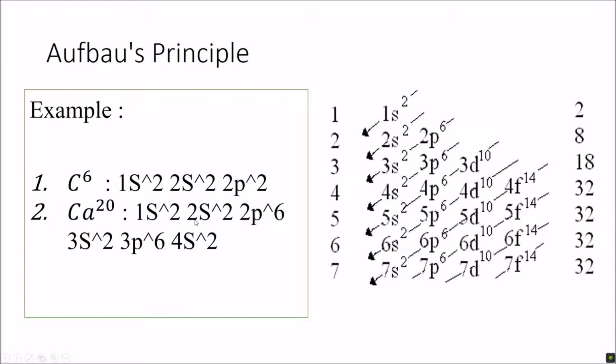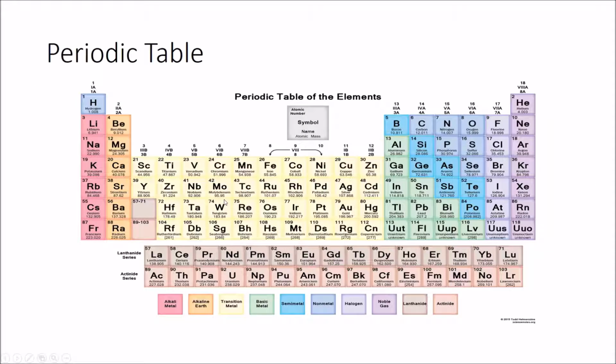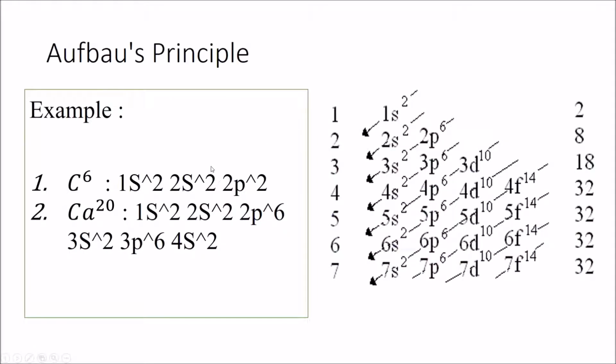1s2, 2s2, 2p6, which is already 10 here, and then 3s2, 3p6, which is 8, making 18, then 4s2 with 2 electrons. And I will let my friend Abdurrahman talk about the rest of the periodic table.